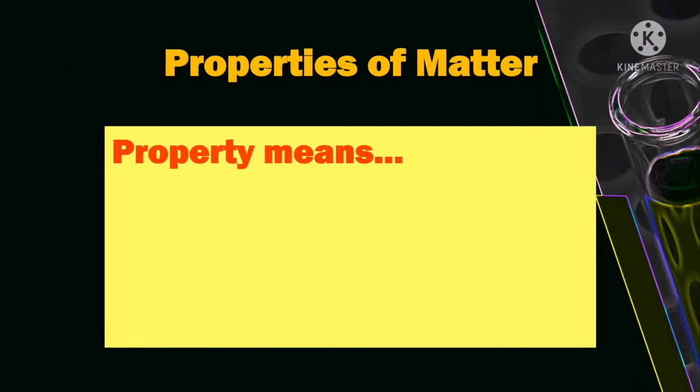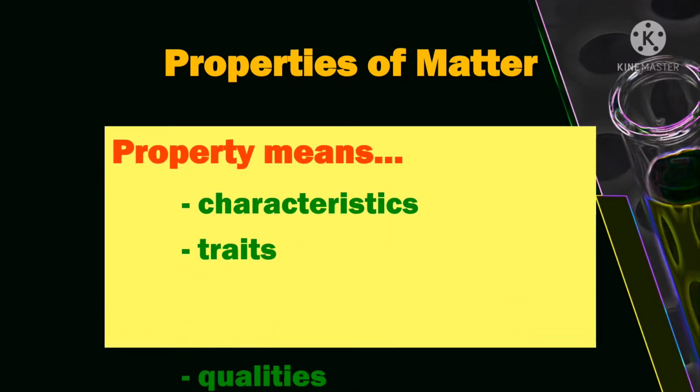But first, what do we mean when we say property? It's the characteristics, traits, and qualities that are quantifiable, meaning it can be measured. And these are very important because it helps us describe matter in a way that makes it easier for us to identify a certain substance among other substances.